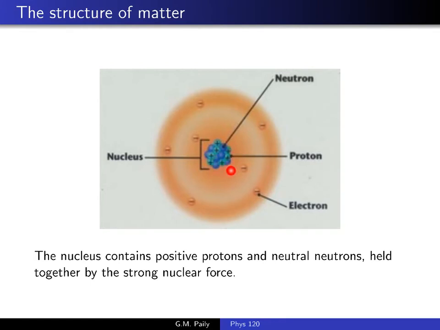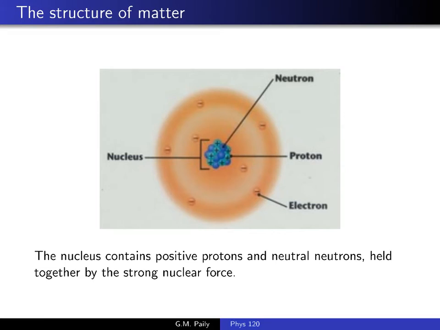Since the protons are positively charged, two protons in the nucleus will repel each other. The protons and the neutrons are held together by the strong nuclear force. Since the electrons are negatively charged, they are attracted to the positively charged nucleus by the electrostatic force of attraction. This is what keeps the electrons around the nucleus.